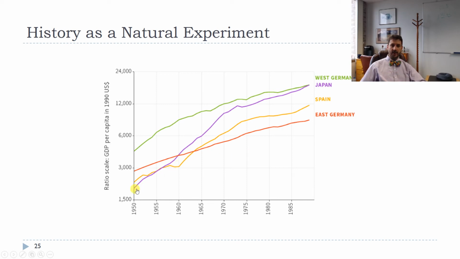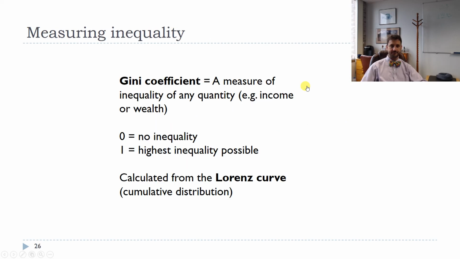You can see that Japan, which was after World War II the poorest of these four countries, was able to grow very rapidly up until sort of the mid-70s. They slowed down a bit then, but they also became one of the richer industrialized countries because of changes in institutions that were similar to those in West Germany, similar to those in South Korea.